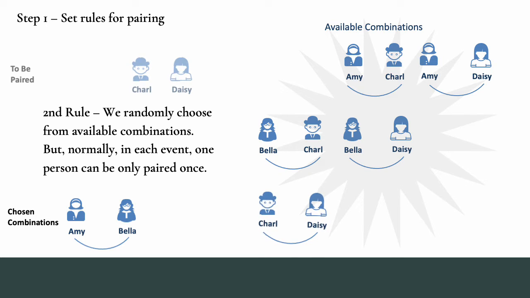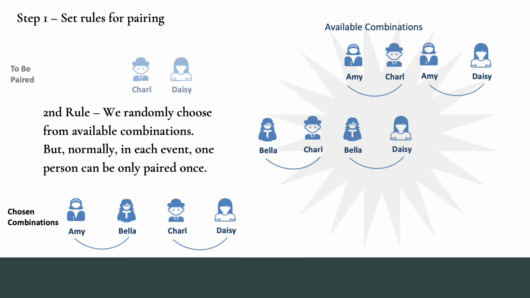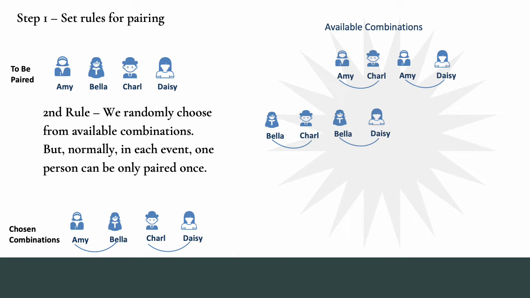Now there are only Chow and Daisy left to be paired, and meanwhile, the combination of these 2 people is in the available combinations. We now move the group to the chosen combinations. After this, no one is left in the group of to be paired. Congratulations! We have just finished the first round of pairing. When we have 4 people to be paired, we easily form 2 groups, with Amy and Bella in one group and Chow and Daisy in the other group.